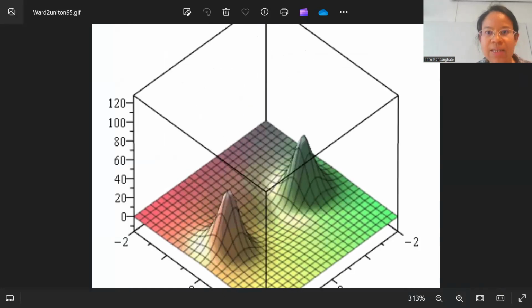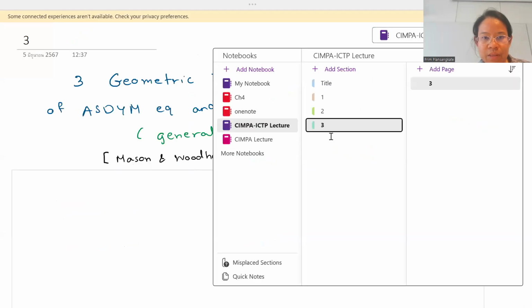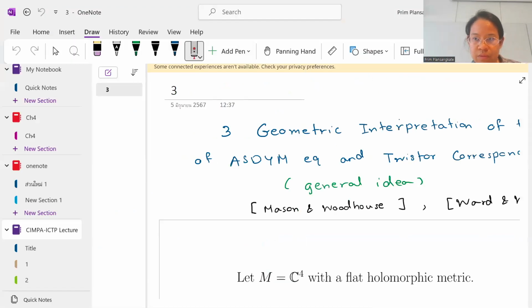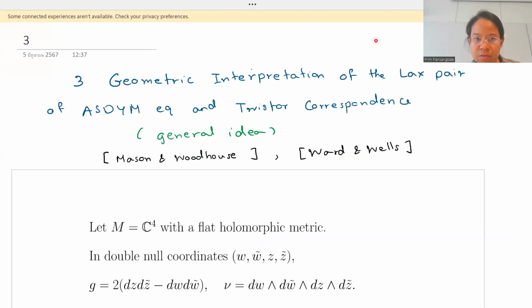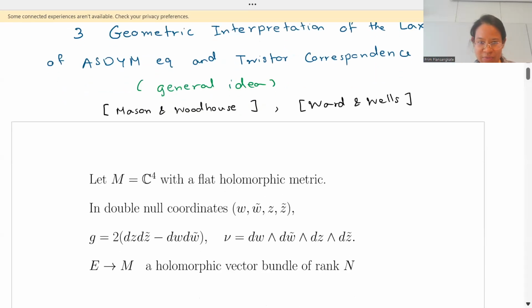Okay, right. So for about 20 minutes that I have, let me try to say a bit about the geometric interpretation of the Lax pair twistor correspondence. Okay, now I typed something. So for this, I refer you to Mason and Woodhouse and also Ward and Wells. And what I say will be just the general idea. So let me just try to be quick.